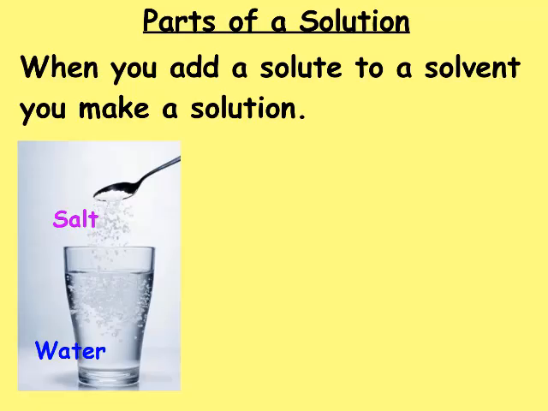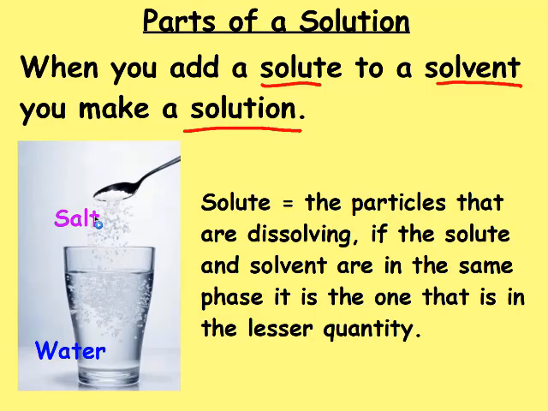There's two parts of a solution. When you add a solute to a solvent, we make a solution. So the two parts of a solution are solute and solvent. If we had salt water, salt would be our solute. It's the particles that are dissolving.